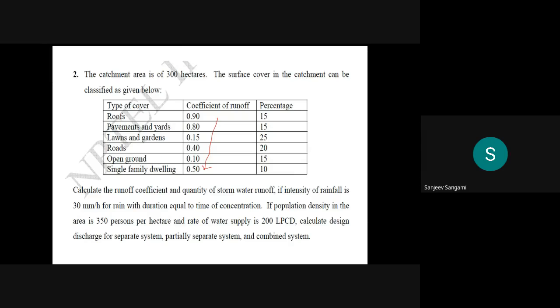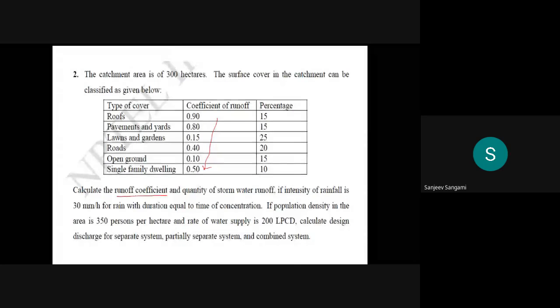Next, what he has asked is to calculate the runoff coefficient, meaning you have to calculate the C value. Then you have to calculate the quantity of storm water runoff, meaning how much storm water is coming out from this area. And he has given the intensity of rainfall as 30 millimeter per hour, that is nothing but I.